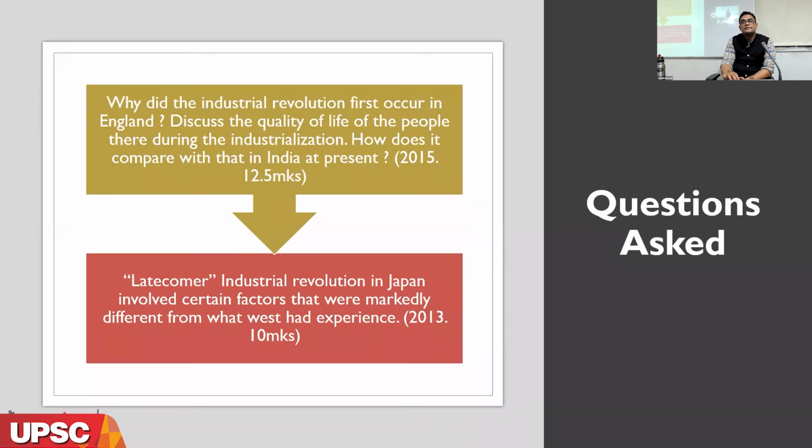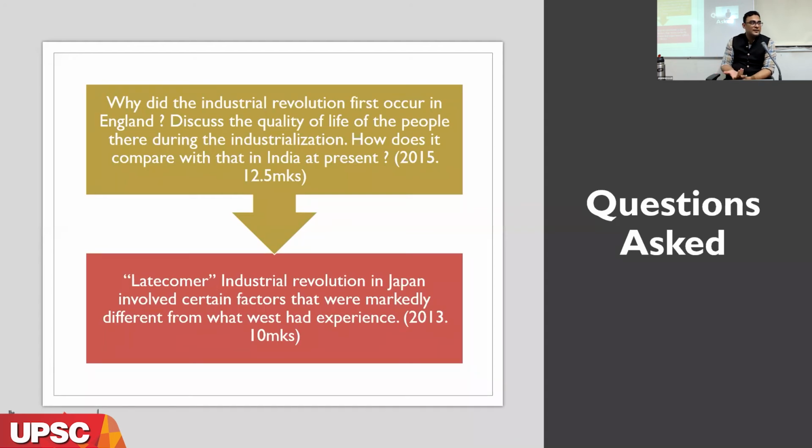Can you see comparison over here? And see, Amar, comparing what? Life in England at the time of industrialization with life in India at present. Got this? And see one more question. Latecomer industrial revolution in Japan involved certain factors that were markedly different from what the West had experienced. Which C is applicable here, out of the 9 C's?